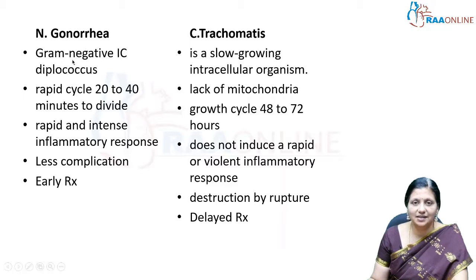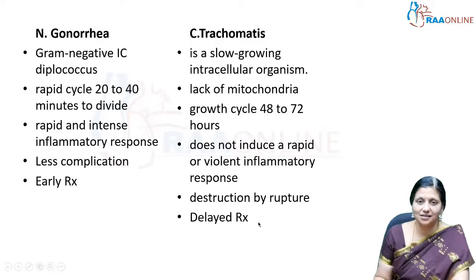Neisseria gonorrhoeae is a gram-negative intracellular diplococcus, and it has a rapid cycle, 20 to 40 minutes to divide. It causes a rapid and intense inflammatory response with fewer complications, and treatment is usually given early, whereas Chlamydia trachomatis is a slow-growing obligate intracellular organism, and it does not have mitochondria. Its growth cycle is very slow, and it does not induce a rapid or violent inflammatory response, and it destroys the host cell by rupturing it, and the treatment usually takes time.